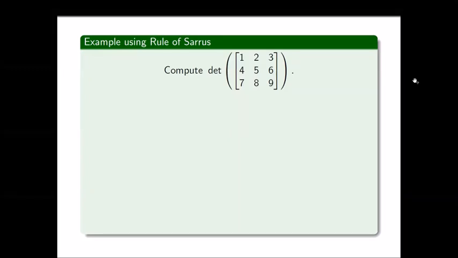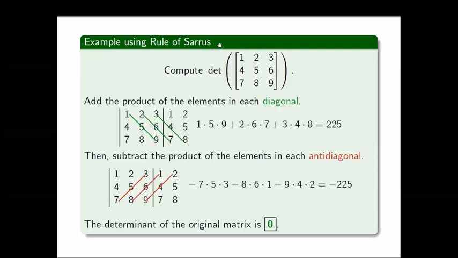Okay, so let's look at an example. We're given a 3 by 3 matrix given by the entries 1, 2, 3, 4, 5, 6, 7, 8, 9, and we want to compute its determinant using the rule of Sarrus. So we do what the trick said. We copy the first columns and we place them to the right of the matrix, and then we look at the 3 diagonals. Each diagonal has 3 entries.